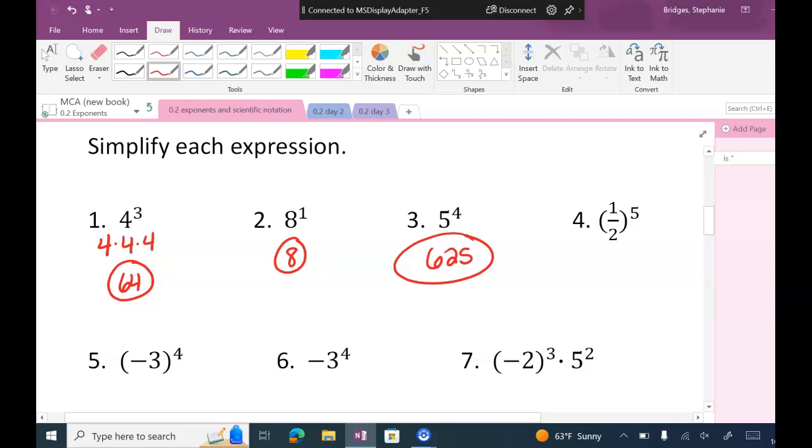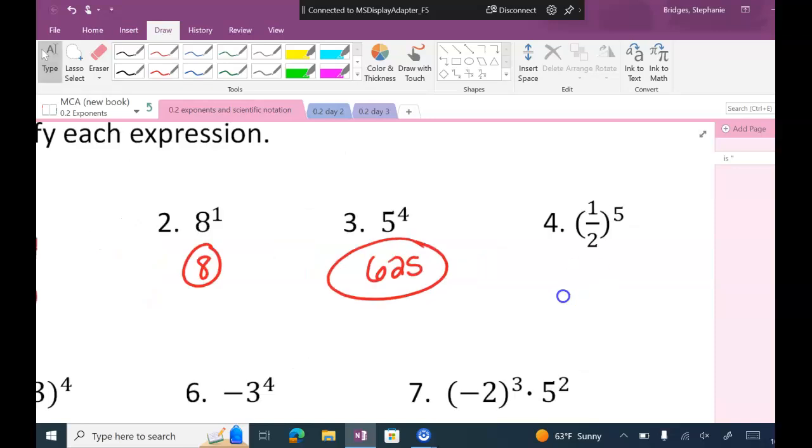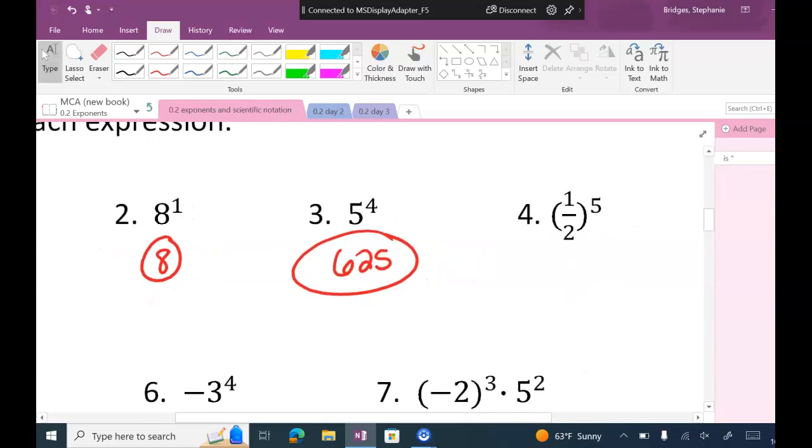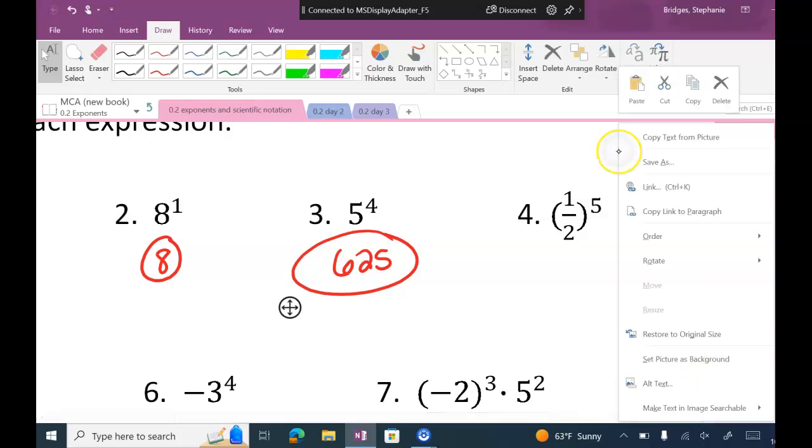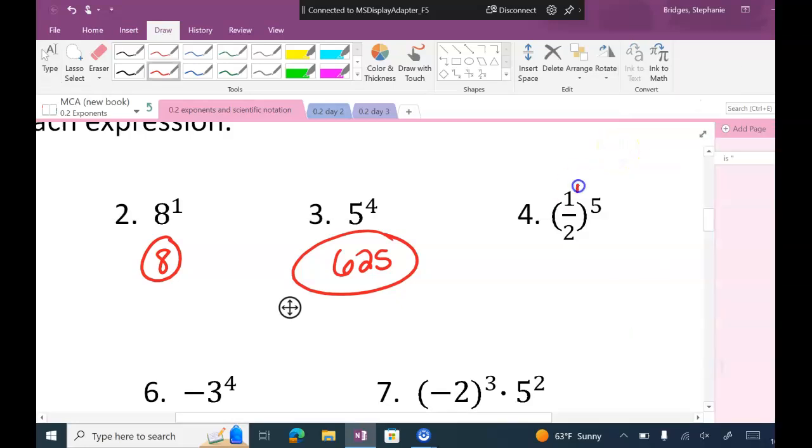So far, so good? Now, number 4 is a fraction with an exponent on the outside of the parentheses. So remember the rule that says if you have a fraction inside of a parenthesis, the exponent on the outside is going to go to the numerator and to the denominator. What is the exponent on the 1 and the 2 right now? A 1. And because it's on the outside, we multiply. So that becomes 1 to the 5th.